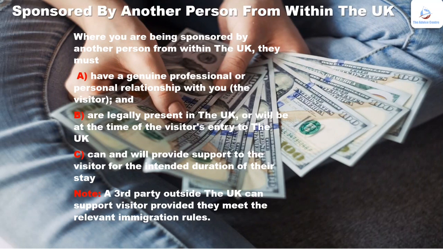Where you are being sponsored by another person from within the UK, they must A. have a genuine professional or personal relationship with you, the visitor, and B. are legally present in the UK, or will be at the time of the visitor's entry to the UK, C. can and will provide support to the visitor for the intended duration of their stay. Please note, a third party outside the UK can support a visitor provided they meet the relevant immigration rules.